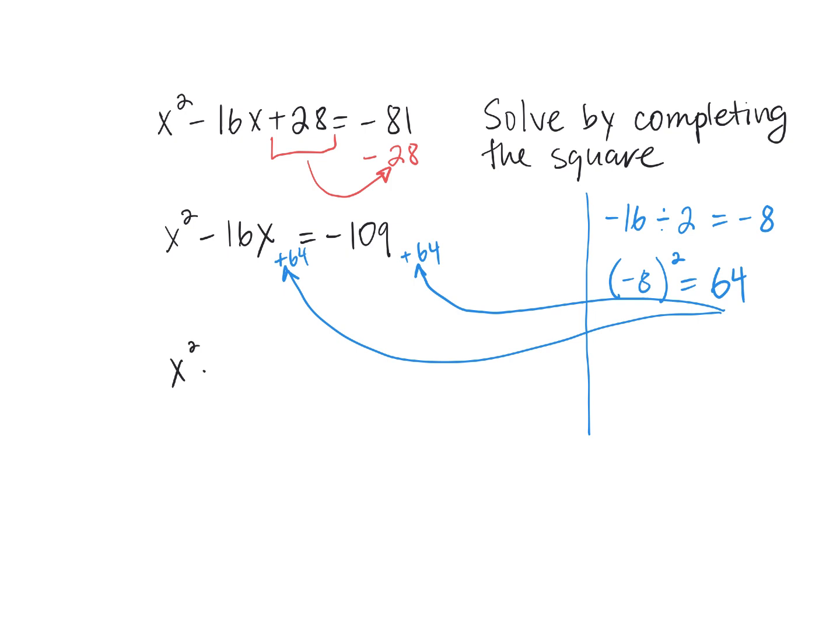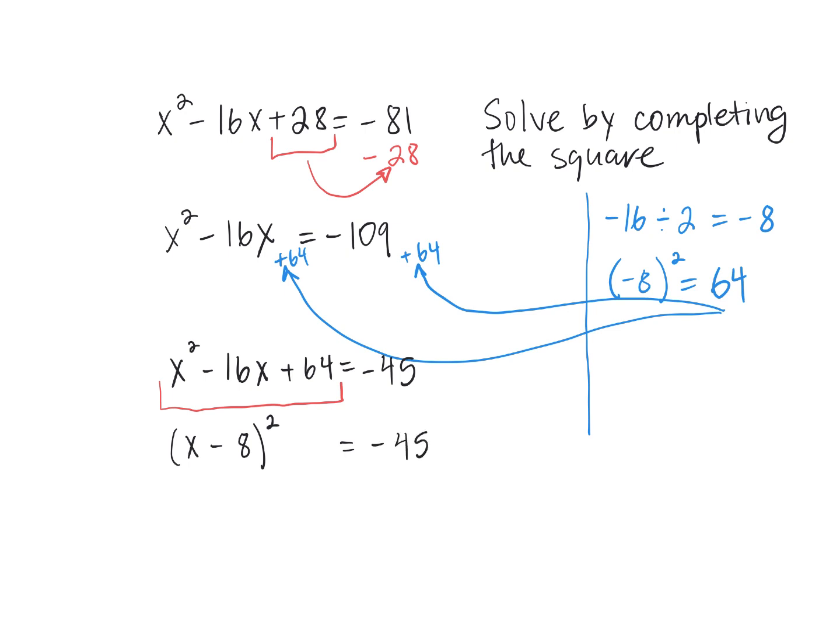X squared minus 16x plus 64 equals negative 45. After this, I will be factoring the left side of the equal sign, this trinomial right here, and it will factor to x minus 8 squared. And on the other side, I have my negative 45.